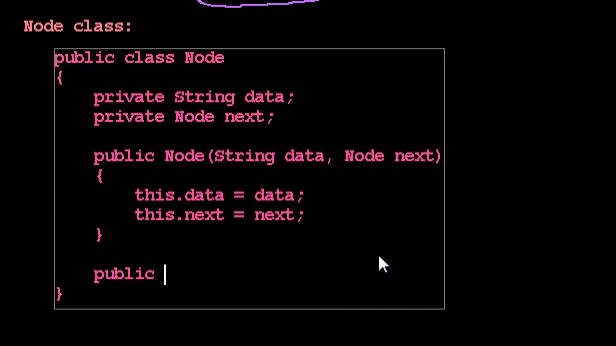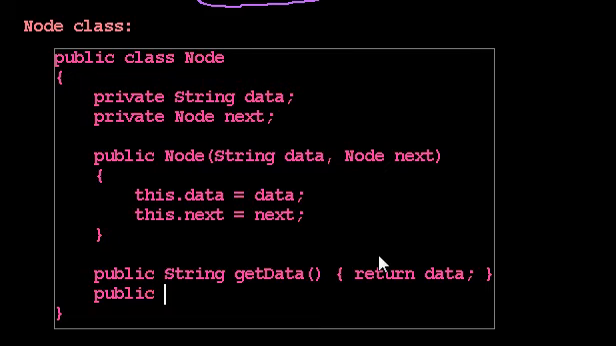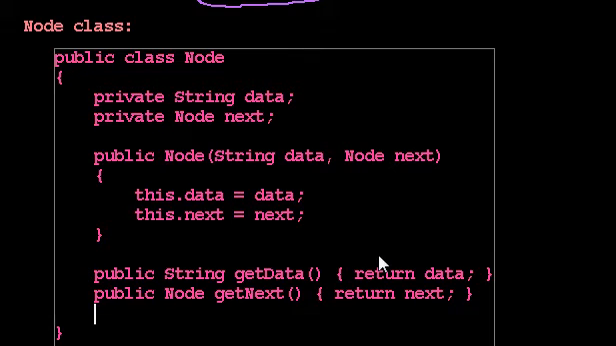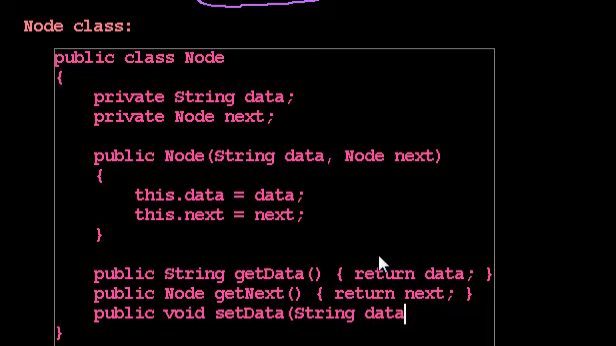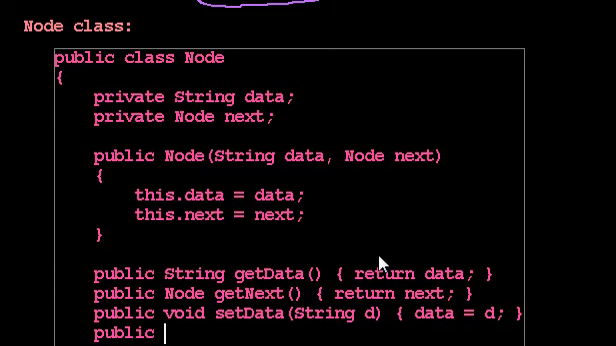And then I probably want some basic operations. I want to be able to get the data, and that's going to return the data value. I want to be able to get the next node, and that's going to return that next node, which is again of type Node. I want to be able to set the data, change the data value. Sure, let's just call it d this time, doesn't matter. So data, my field, gets the value of d, my parameter, and I want to be able to set the next to be a different node, right?